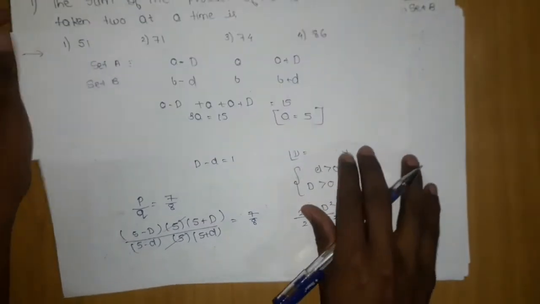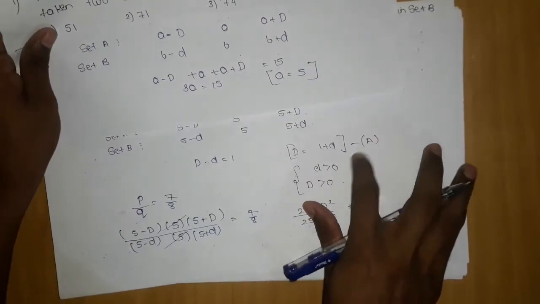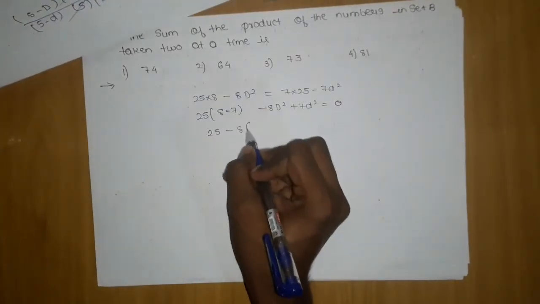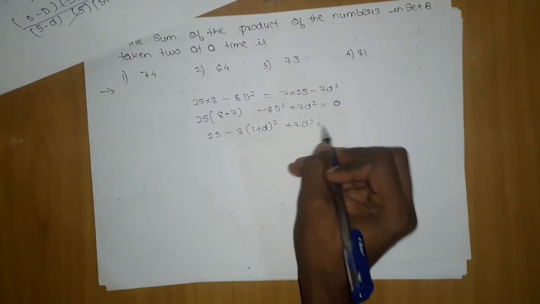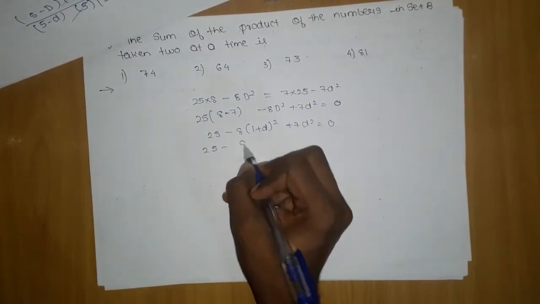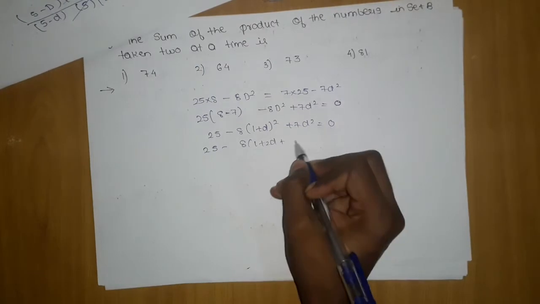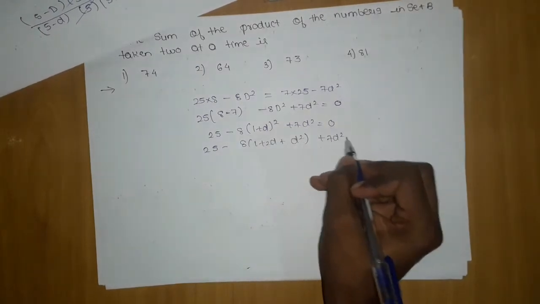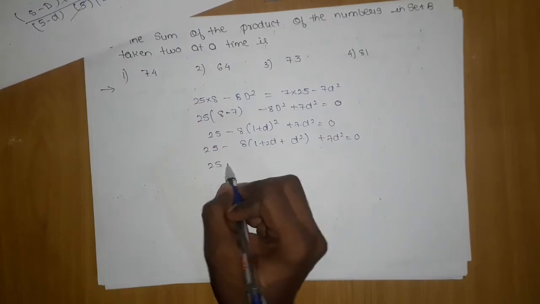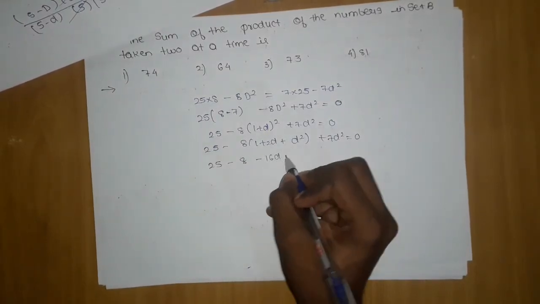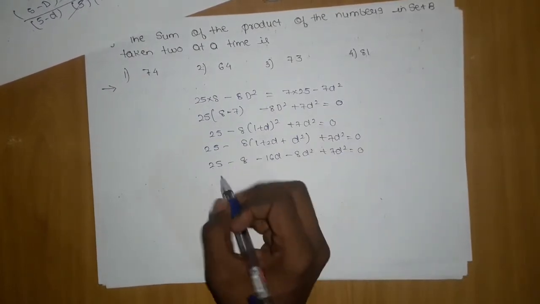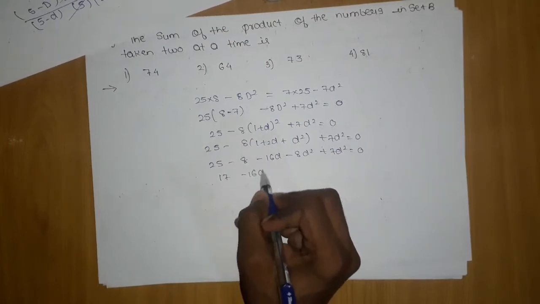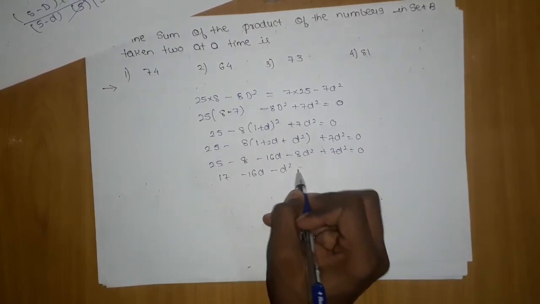So I can now substitute using this equation from A, capital D equals 1 plus small d. I can substitute D here as (1 plus small d) the whole square plus 7d square should be equal to 0, which gives me 25 minus 8 into (1 plus 2d plus d square) plus 7d square equal to 0, giving me finally 25 minus 8 minus 16d minus 8d square plus 7d square equal to 0, giving me here 8 will cancel out, 17 minus 16d minus d square equal to 0.